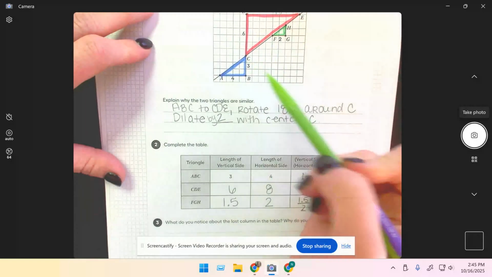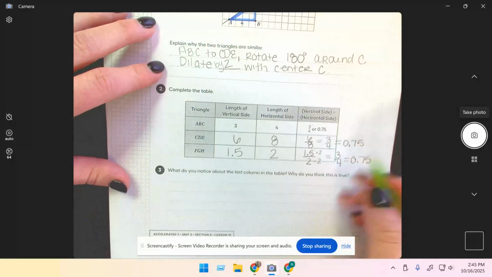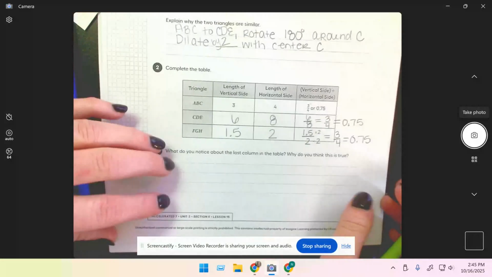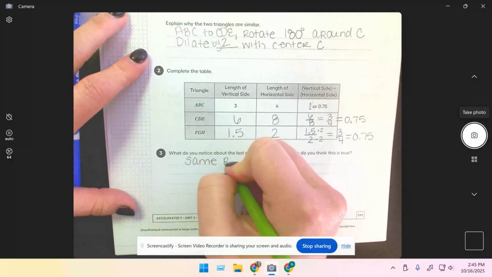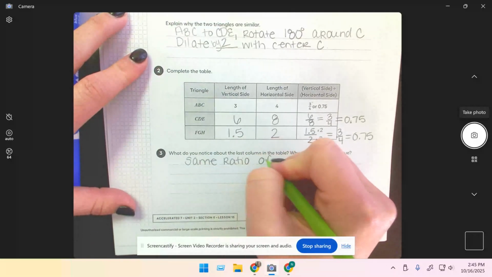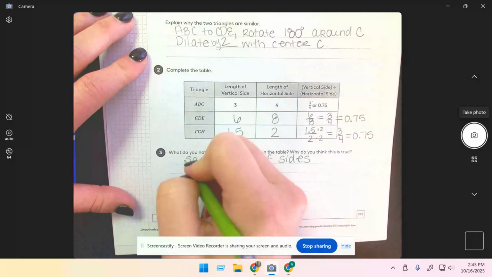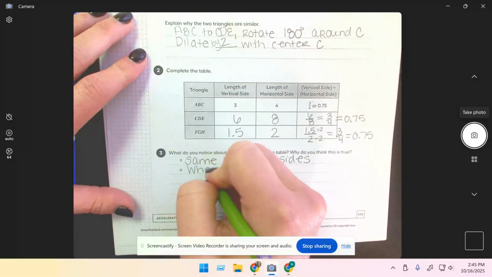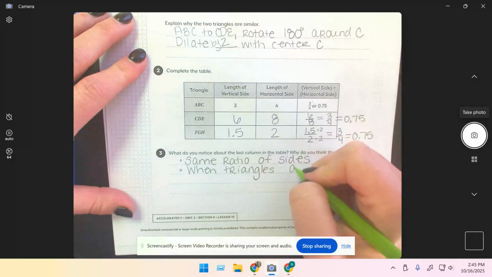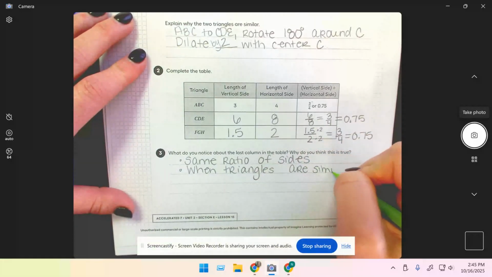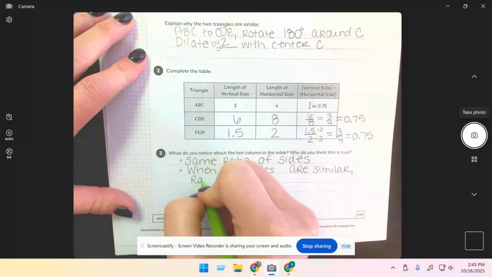All right, so we know these triangles are all similar, and you can see the ratio of vertical to horizontal is all the same. So this is saying, what do we notice about the last column? They have the same ratio of sides. So we know when triangles are similar, the ratio of the corresponding sides is the same.